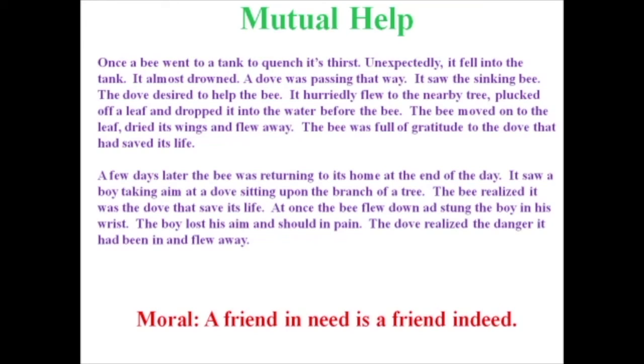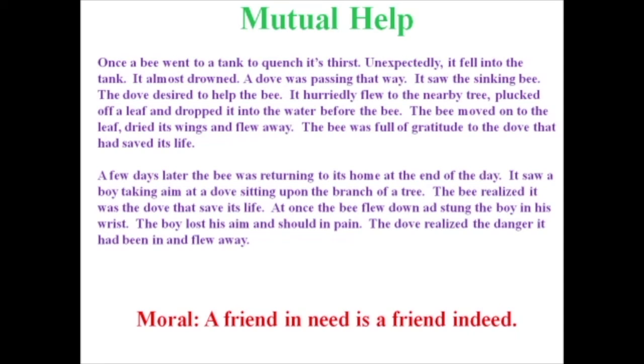A few days later, what happened? A few days later, the bee was returning to its home at the end of the day. After its hard day's work, on its way home it saw a boy taking aim at the dove sitting upon the branch of a tree. Here you need to create a scenario where it is panicky. It sees the dove in trouble, and the dove has to be saved. And what will this little bee do now? It doesn't know how to save the dove. The only weapon that the bee has is its sting. So how quickly can it save the dove?